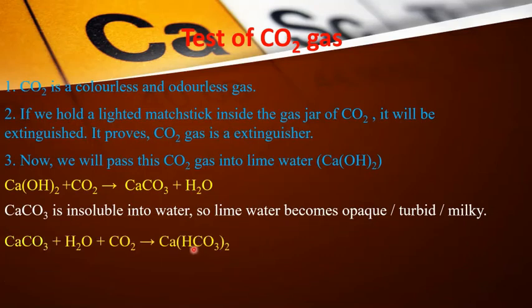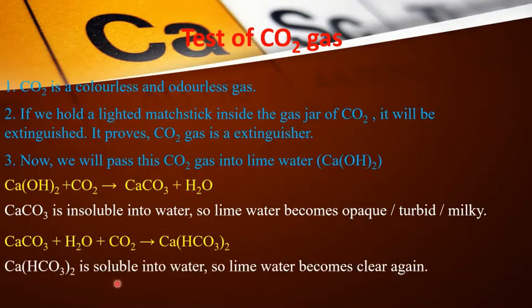And if you add an excess amount of carbon dioxide gas to this turbid or opaque lime water, then after some time the lime water becomes clear again, because now calcium carbonate reacts with water and carbon dioxide and they produce calcium bicarbonate. Calcium bicarbonate, or calcium hydrogen carbonate, is soluble in water, so lime water becomes clear again. So it proves that the produced gas is carbon dioxide.